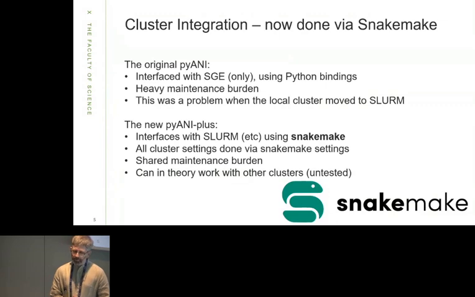The original integration with the cluster was done with the SGE cluster system with a standard Python library. We had to write that and maintain that, and it was a burden. And then our cluster moved over to Slurm instead, so we couldn't use the cluster anymore. This time around, we are leveraging Snakemake. Snakemake is normally used as a workflow system, but you can call it as an API, and we're using that internally. And Snakemake can talk to various cluster systems. In particular, it talks to Slurm, and that's what we've used it for. It's tested on 2 different Slurm clusters.